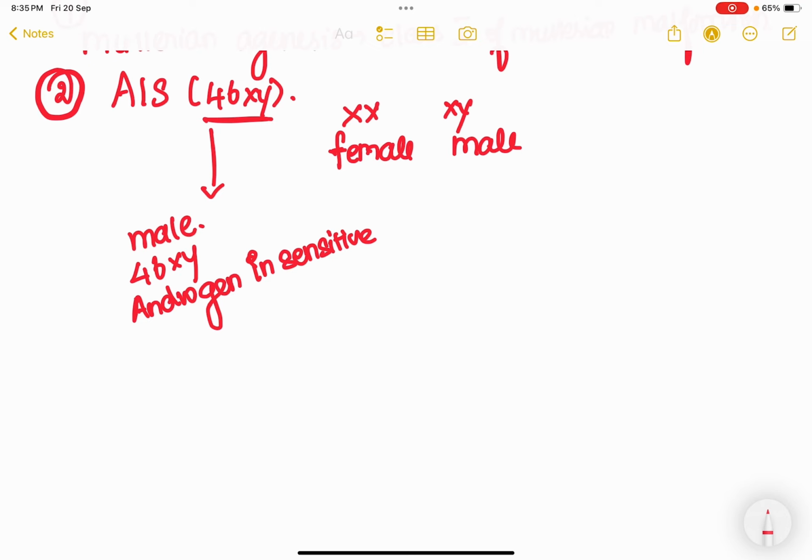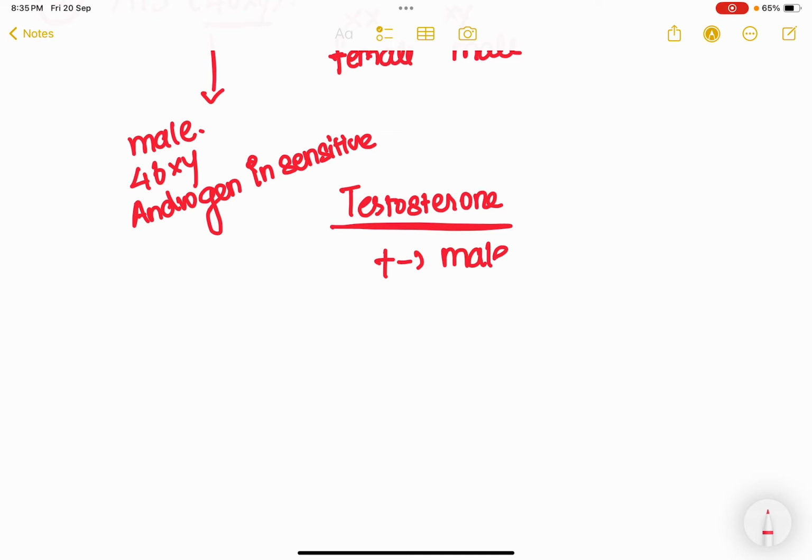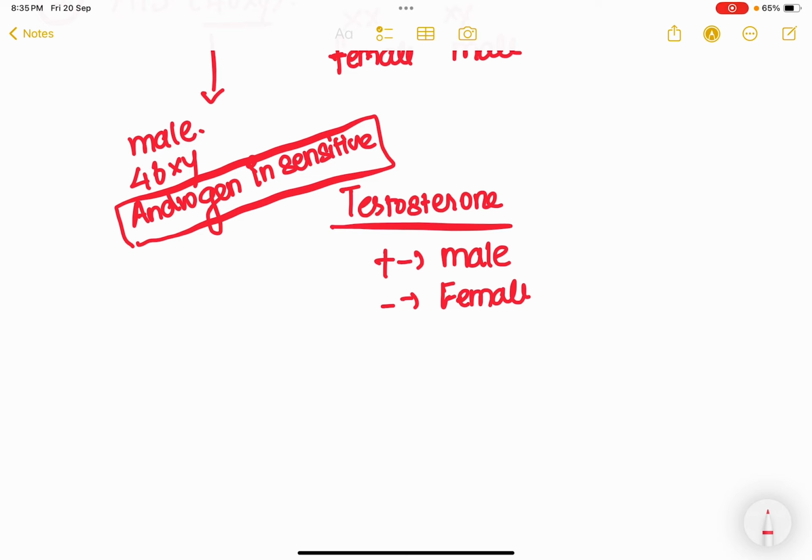Because we all know that testosterone is very important for the formation of male external genitalia. If testosterone is present, then the fetus will have male external genitalia. If testosterone is absent, then the fetus will have female external genitalia. So since these males are actually insensitive to testosterone, they will have female external genitalia. And they will never have any female internal genitalia as well. So only the external genitalia is present, the internal genitalia is absent. So they will be taken as female at birth. But these patients, around the time of puberty, will come to us with the complaint of primary amenorrhea.